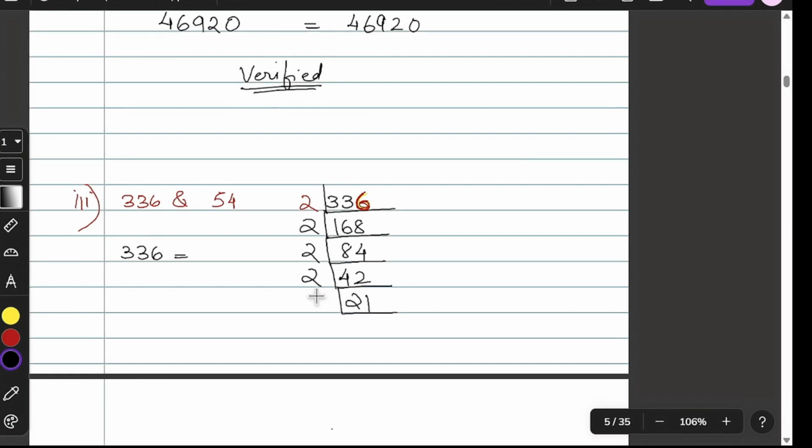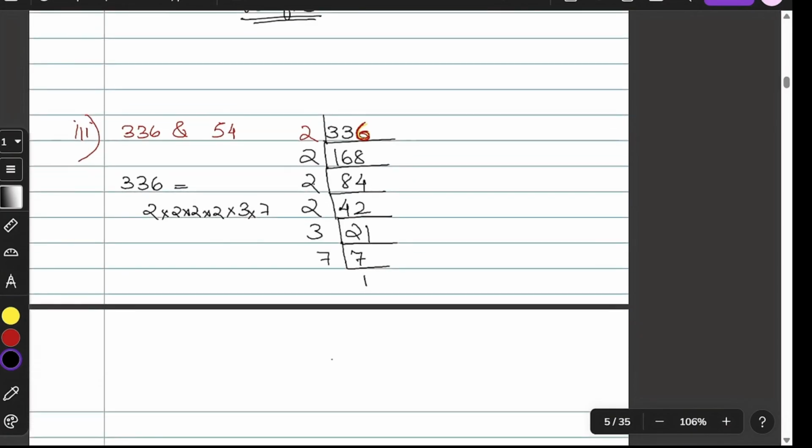21 is divisible by 3. 7 3s are 21. So here, what are the factors then? My factors are 2, how many times repeatedly is it happening? 1, 2, 3, 4. That is 2 into 2 into 2 into 2 into 3 into 7. These are my factors of 336.